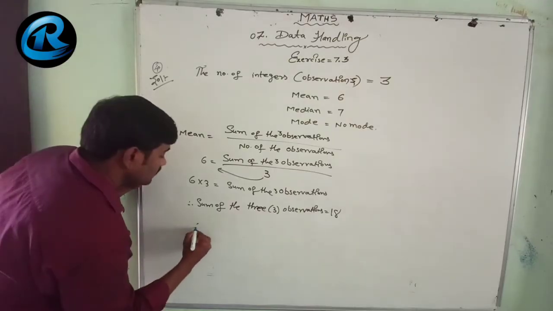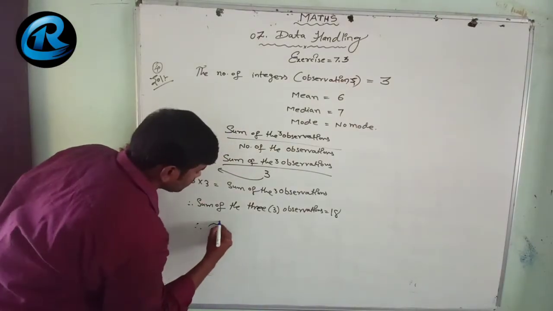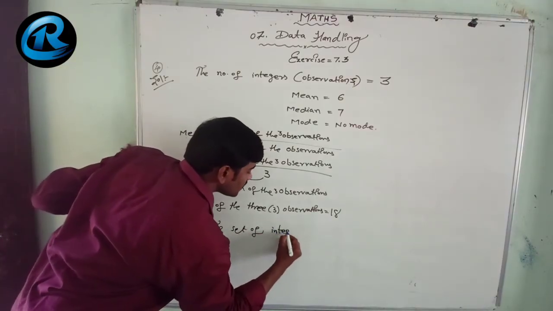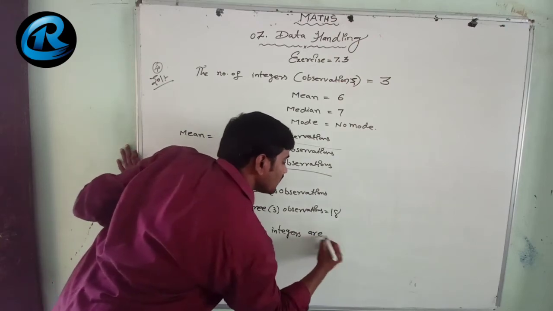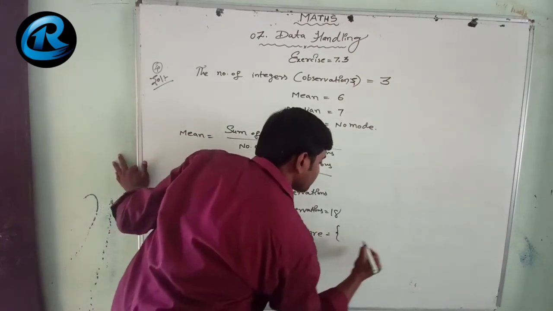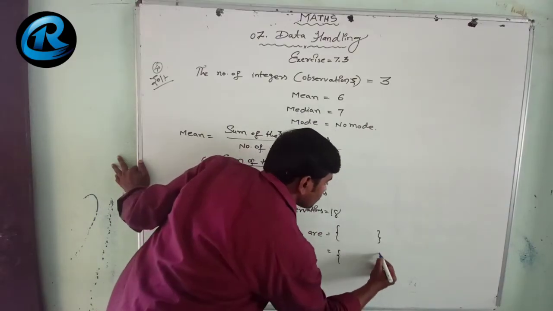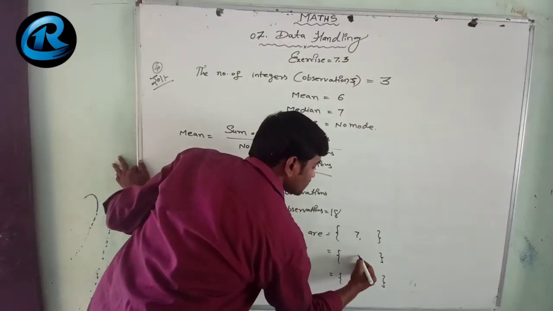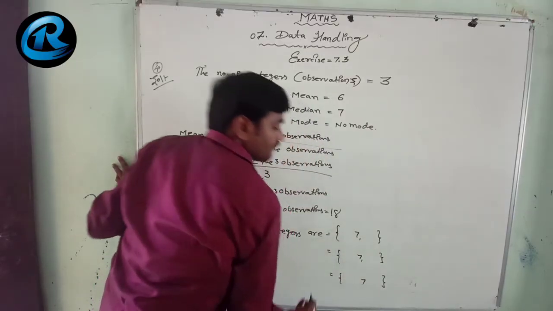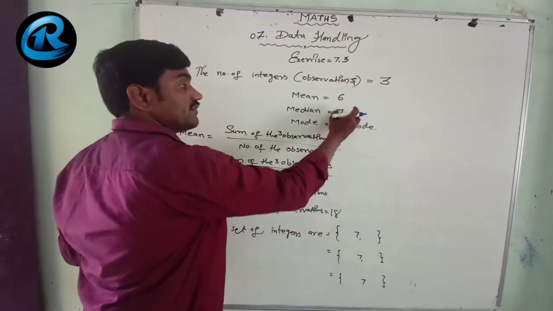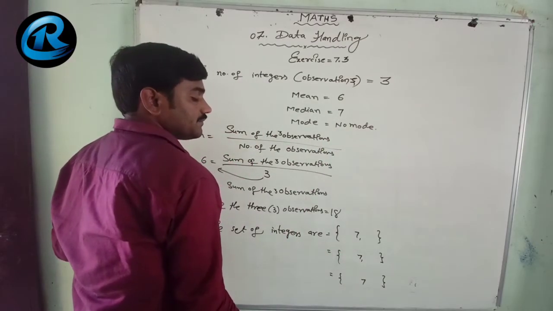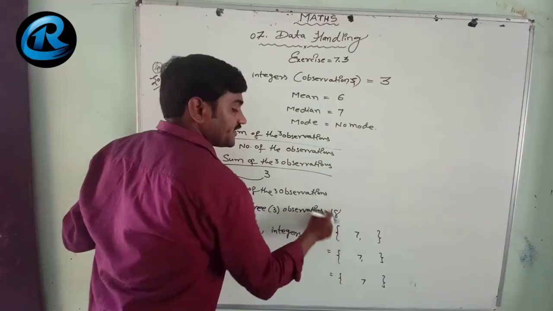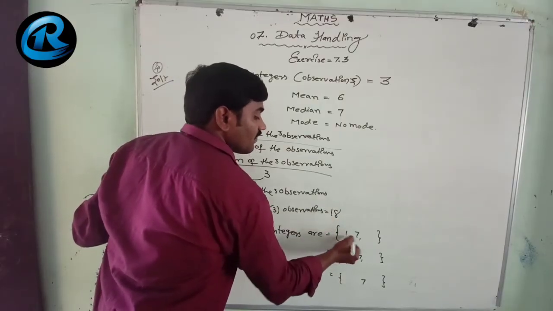So the set of integers are, let us see, we'll make it. చూడండి ఎలా చేస్తాం. ఇది సెట్. The median should be 7. అంటే middle number 7 ఉండాలి. ఎందుకంటే 3 observations ఉన్నాయి కనుక the middle number must be 7. Then only the median will be 7. But see, when you add the 3 numbers, you should get 18. So here I will write 1 comma 7.